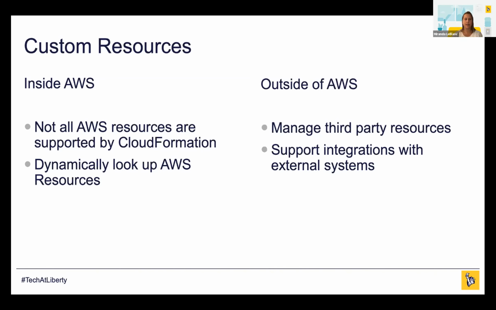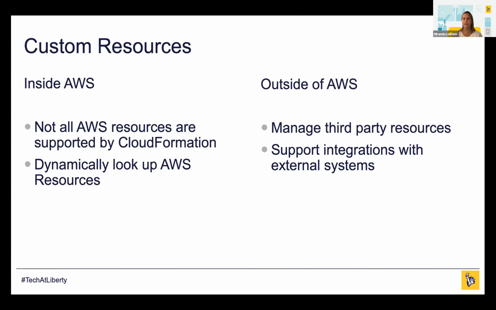Also within AWS, you can dynamically look up other AWS resources. So in the example that we saw earlier, where there was an EC2 being spun up and the AMI image ID was hard-coded, that's where you could use a custom resource to dynamically look up the latest AMI image based on your requirements.